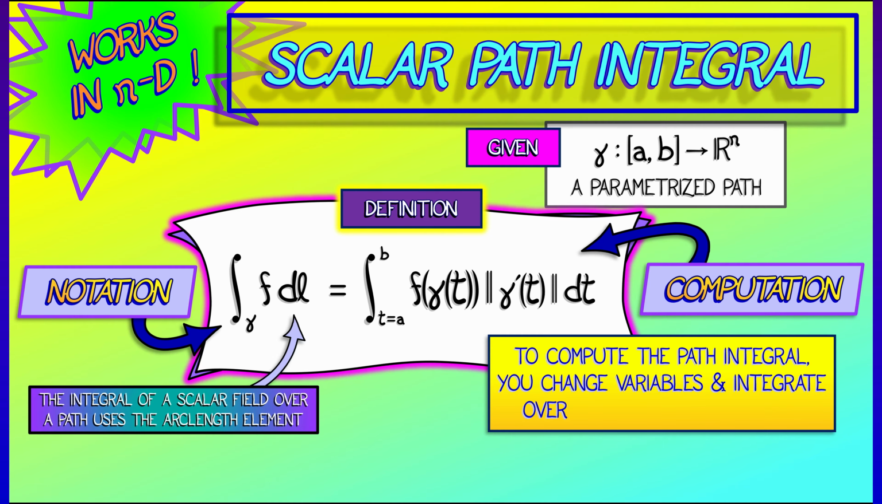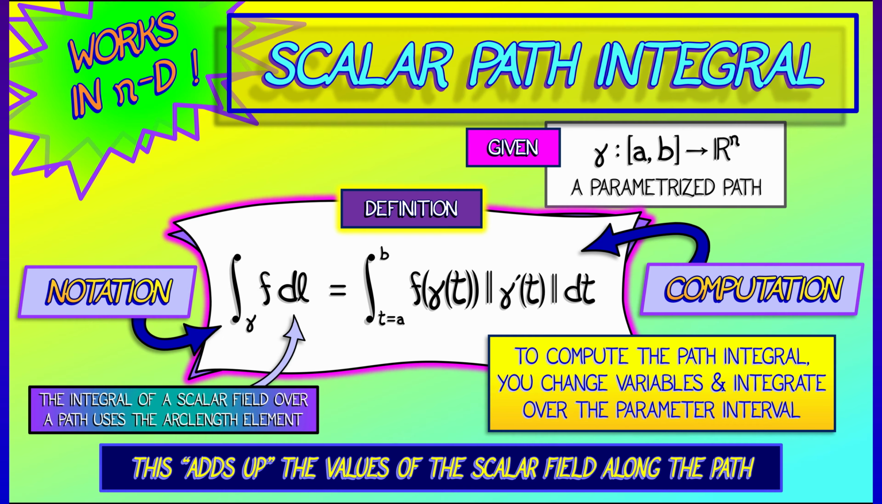So on the left, we have the notation for this integral. On the right, we have the formula for the computation that is using a change of variables to the parameter interval. And the net effect of this is to add up all the values of the scalar field along this path. Given that scalar field, what does this look like? You draw your path gamma and you think of the values of the scalar field restricted to the path being pulled back to the parameter interval when scaled by the arc length elements of the path. Adding all of these up by a standard integral gives you this scalar path integral.